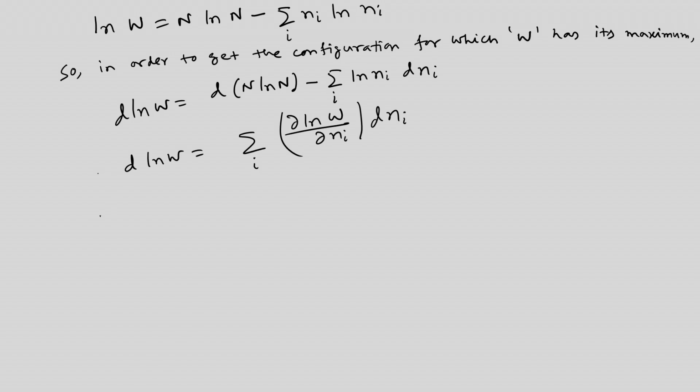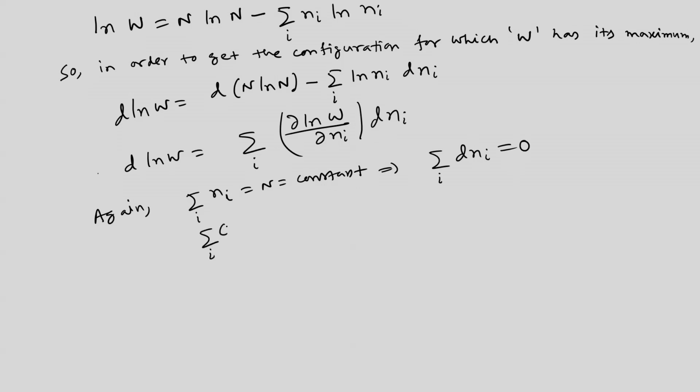Okay. Again, since sum over i n_i is N, which is nothing but constant, we can write sum over i dn_i is 0. Similarly, sum over i n_i epsilon_i gives us E, which is also a constant. From there we can write sum over i epsilon_i dn_i equals 0.